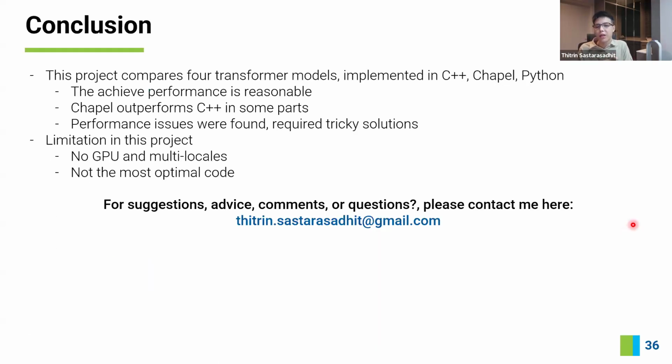For the conclusion, to wrap up this project, I illustrated an attempt at implementing a transformer model in Chapel and compared performance with C++, also using an existing framework like PyTorch as reference. The result is reasonable and also outperforms some parts of the C++. However, many performance issues were still encountered along the way and needed some tricky solutions. Additionally, some features, like having a reference declarable in a class, could be added to make the language better, or maybe a faster compile time.